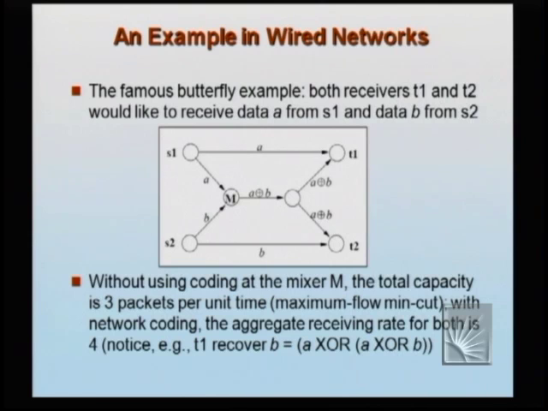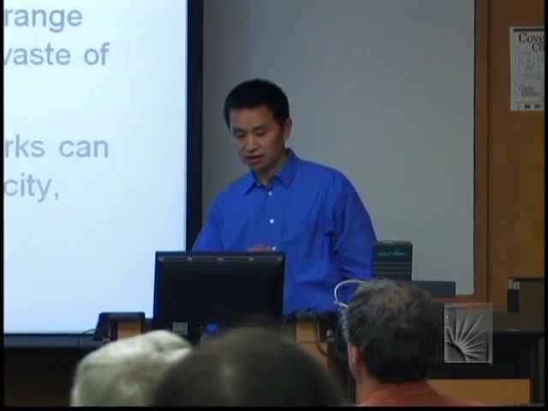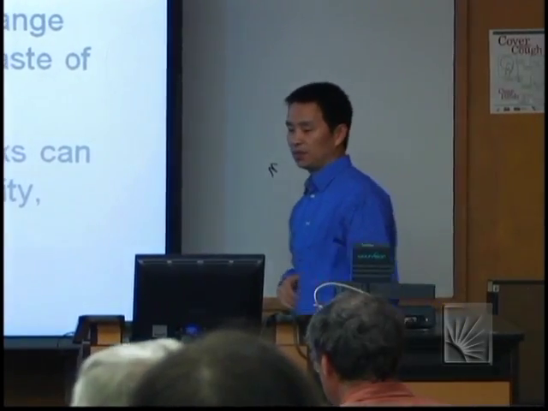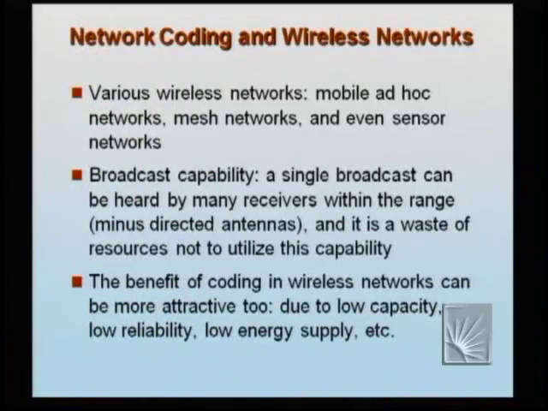Now, this is an example in a wired network. Let's talk about wireless networks and why network coding is especially attractive there. There are various wireless networks, for example, the mobile ad hoc network, MANET. We can have mesh networks. We can even have some sensor networks. They can potentially use network coding too.